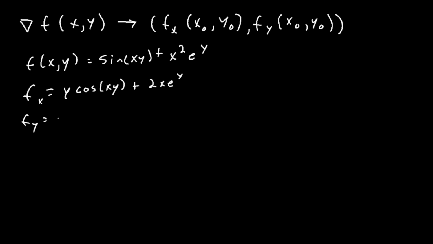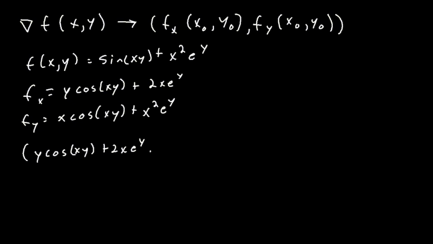And the y partial for this would be x cosine xy plus x squared times e to the power of y. Now, all we have to do is just put this in a pair. And this will be our gradient. So this is our function for the gradient. But remember, in order to have a gradient as a vector, you need to find the point that you want to find the gradient at, and you need to plug in those values.